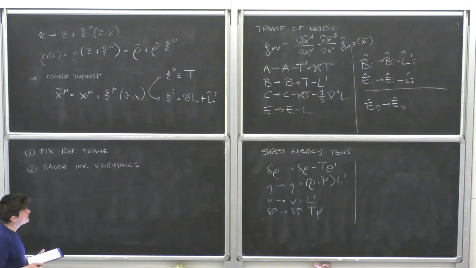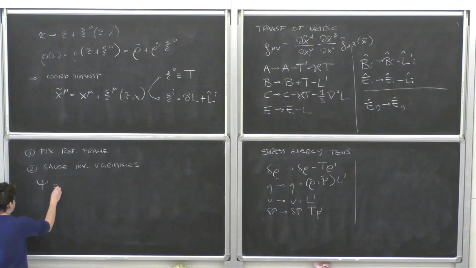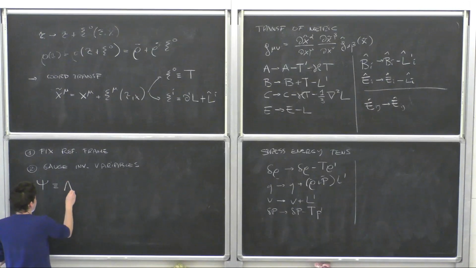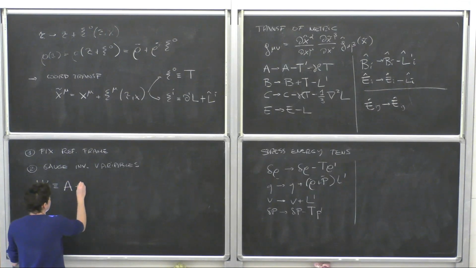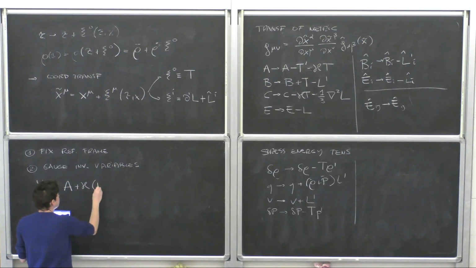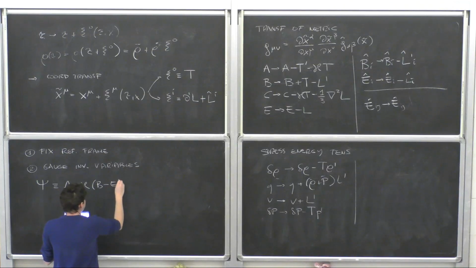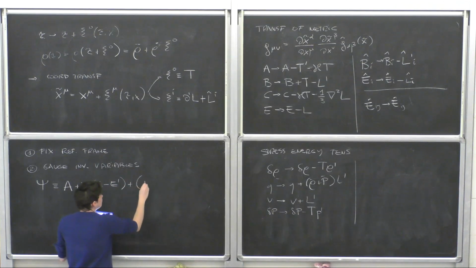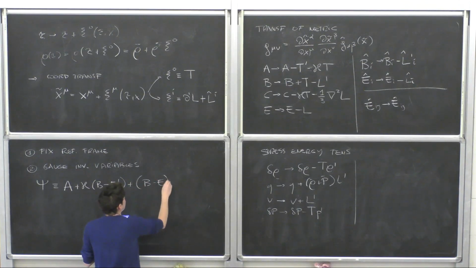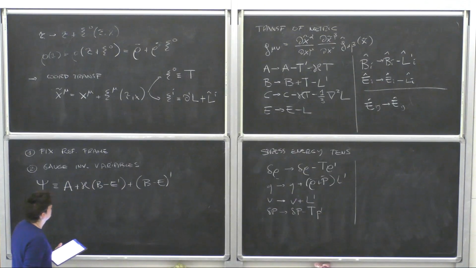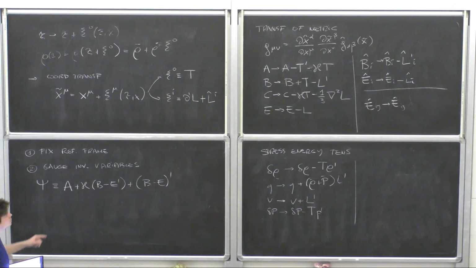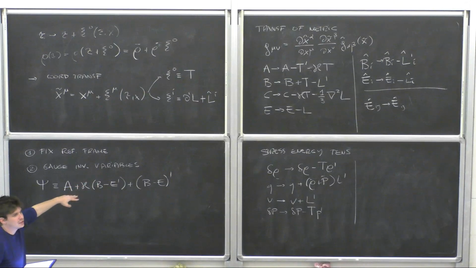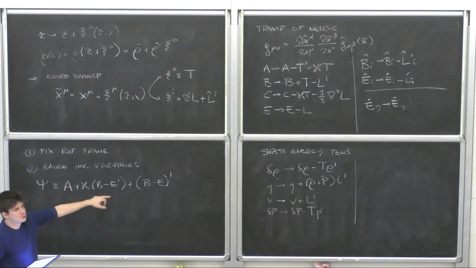So let's have some examples. I'm going to define gravitational potential fluctuations psi equals A plus H (B minus E prime) plus (B minus E prime), right? And then it's a simple exercise to just plug those coordinate transformations in here to show that this won't change when you change your coordinate frame.